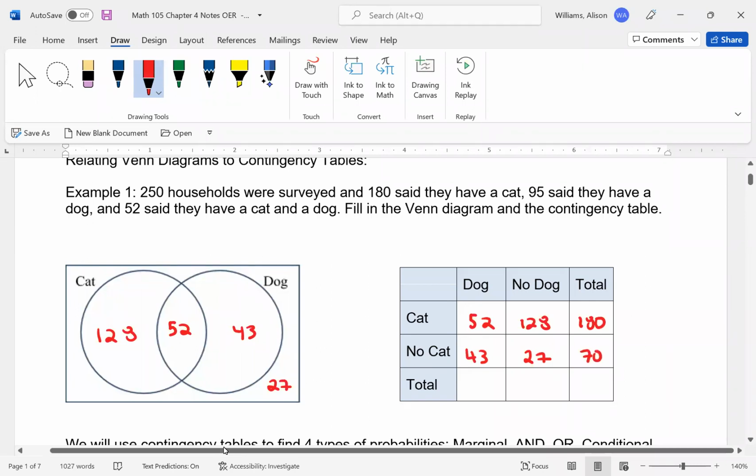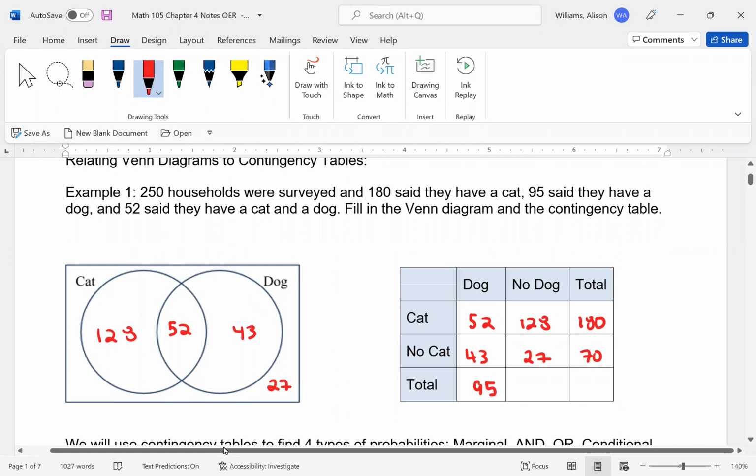But that makes sense because if 180 people said they had a cat out of 250, that leaves 70 people left over who don't have a cat at all. Okay, so the total for the first column, people who own a dog, we know happens to be 95. If we add together 52 and 43, it does add up to 95.